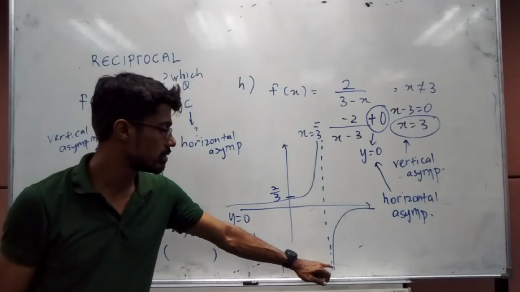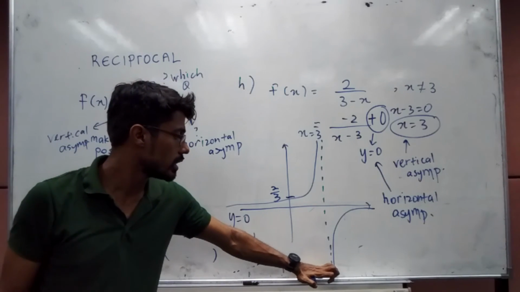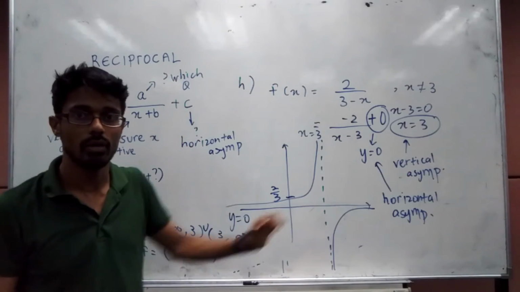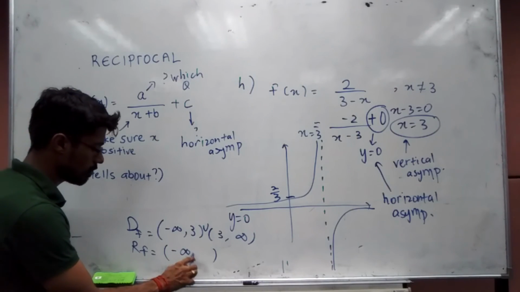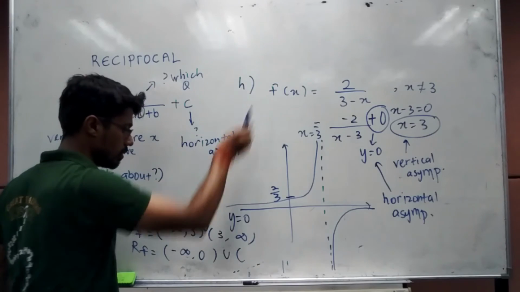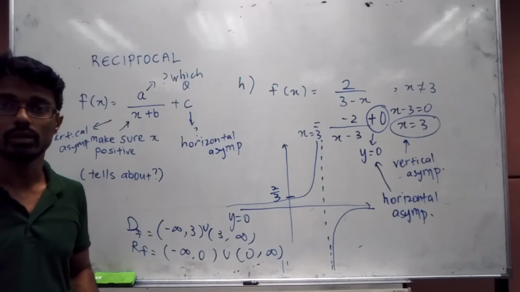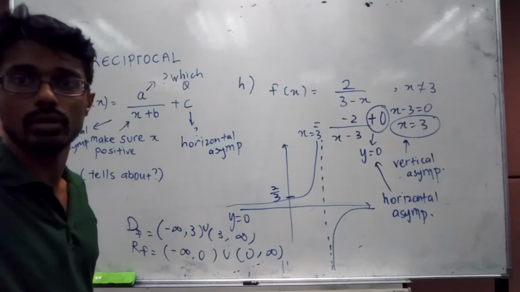Likewise with the range, for this second graph we always start with the lowest. So from negative infinity up until 0, of course you don't include 0, union, and this one from 0 up to positive infinity. That's all, folks.